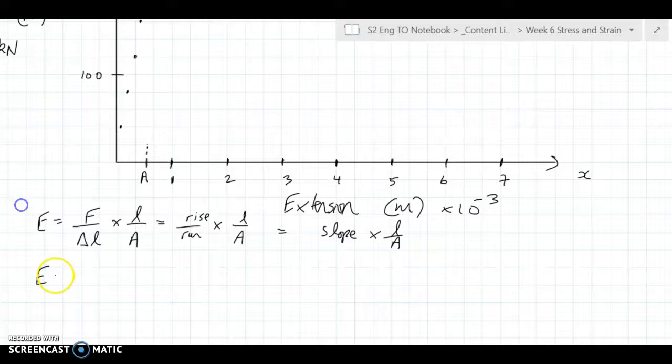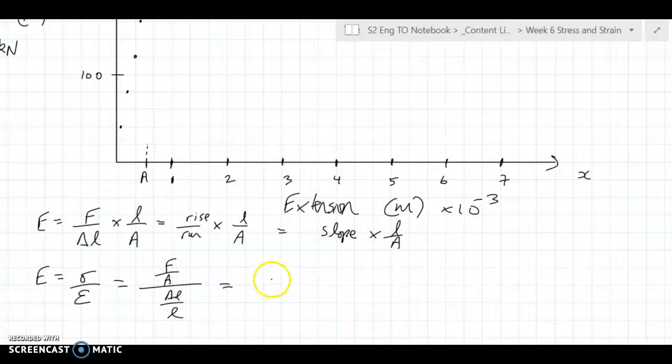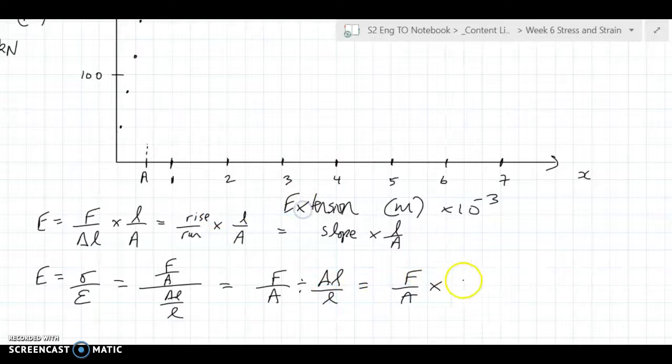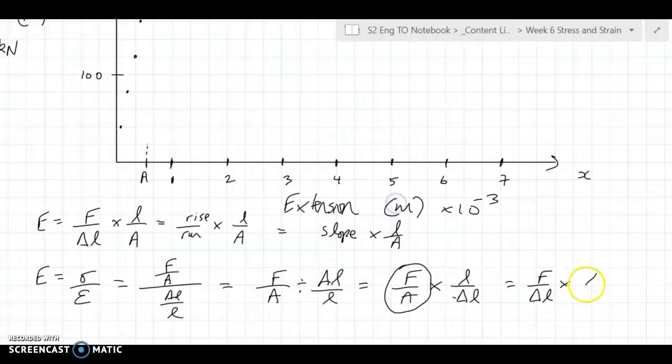You see this comes from E. Earlier in the notes you can see that E equals sigma over the strain, but you see sigma is force over area and strain is delta L over L. Now the rule for dividing one fraction by the other is that the first fraction divided by the second fraction will be the first fraction multiplied by the second fraction flipped over, right? So we can swap the delta L with the A, and you get F over delta L multiplied by L over A.